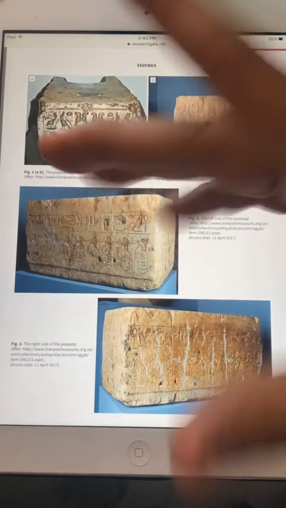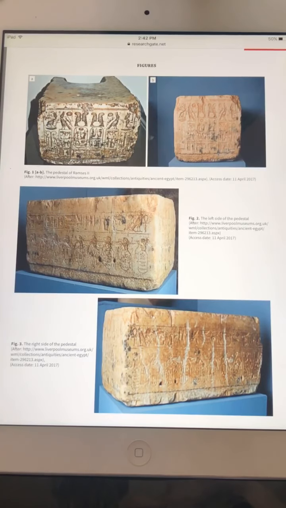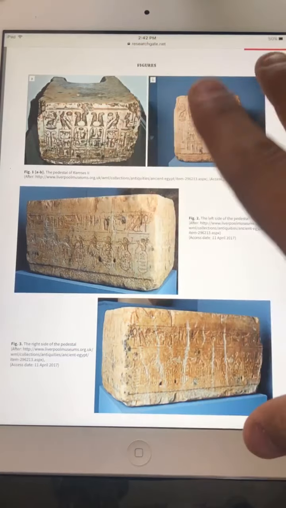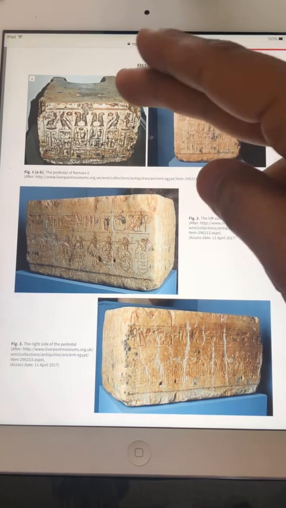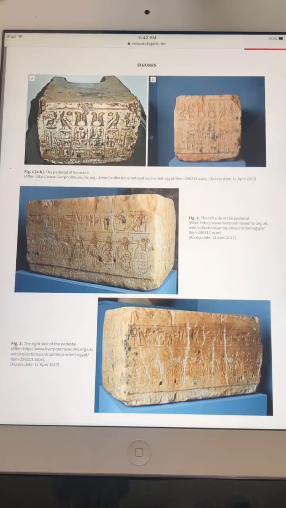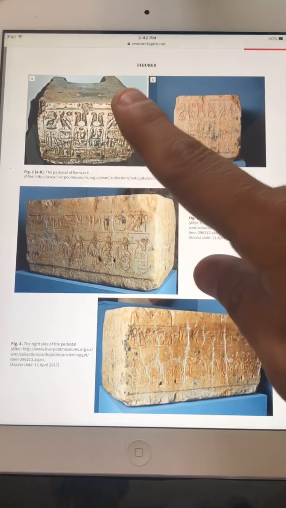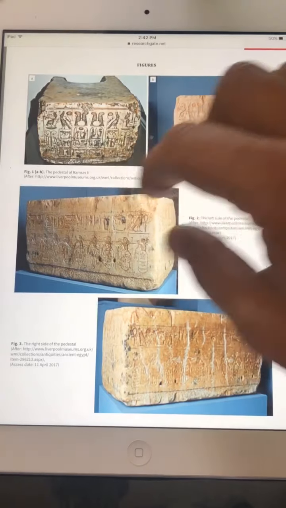So what you see here is a pedestal of Ramses II. It's a pedestal that basically held the titles of Ramses II. It was discovered in Egypt, of course. And what you see over here is what I want to focus on.